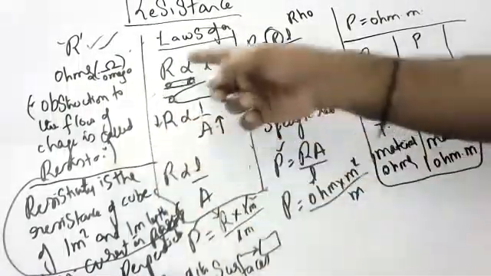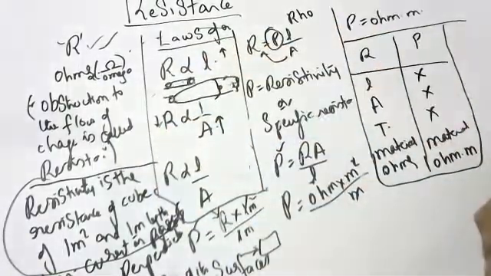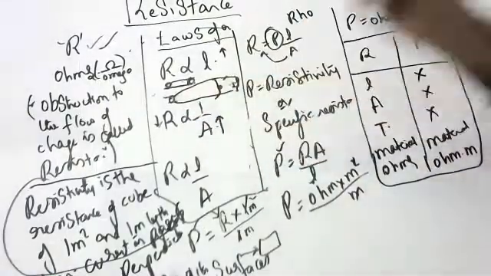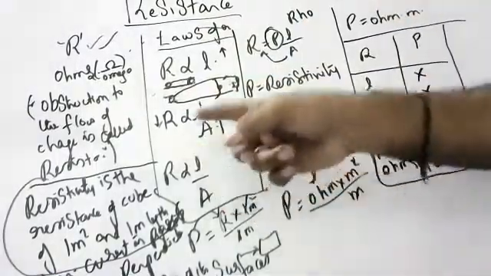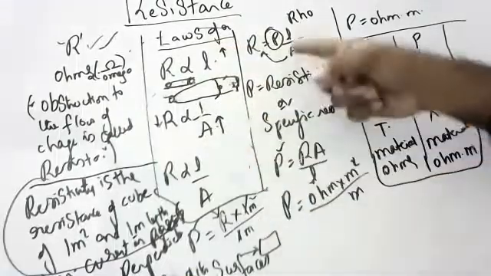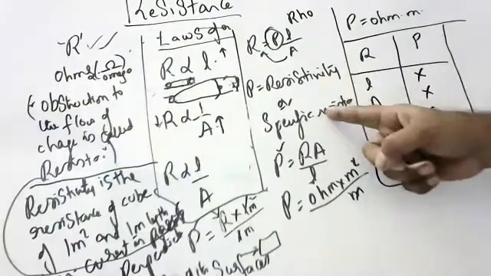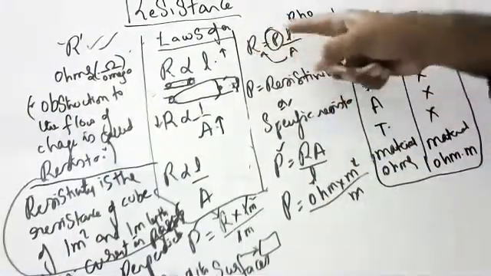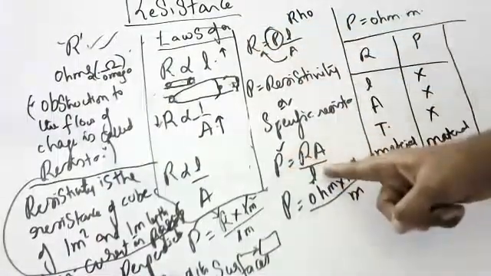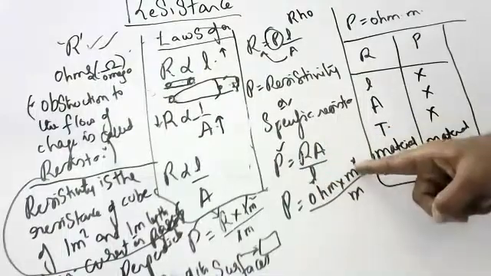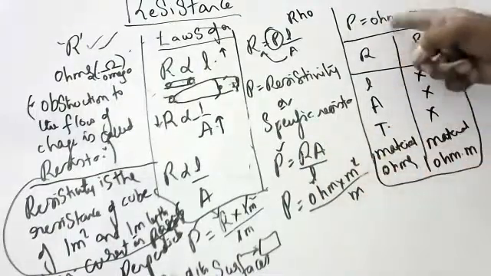Resistance is directly proportional to the length of the conductor and inversely proportional to the area of the conductor. Combining both, we get L by A. Removing proportionality, we introduce rho, where rho is called resistivity or specific resistance. So resistivity formula is RA by L. Ohm times meter square over meter length, so rho is ohm meter.